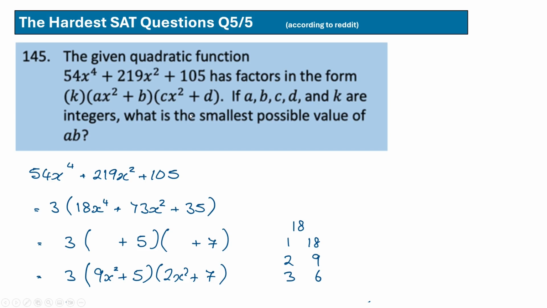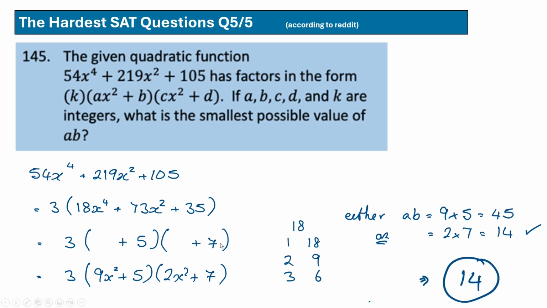The question says, what is a times b? Well, a times b is 9 times 5, which is 45, and that is my answer. Except it's not, of course, is it? Because I don't know which one's ab and which one's cd. So let's work them both out. ab is either going to be 9 times 5, or it could be the other way around, which is 2 times 7. 14 is lower than 45. So the answer to this question, the fourth of these 5 hardest SAT questions, is going to be 14.